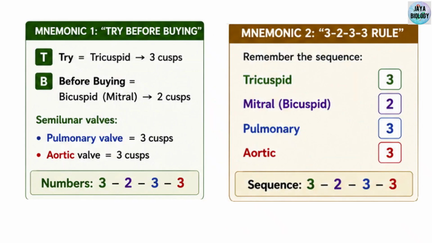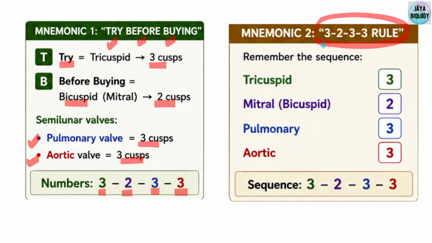Now see the mnemonics. See here. Learning tip: Try before buying. It means tricuspid has three cusps, bicuspid has two cusps, and the semilunar valves, whether pulmonary or aortic, all have three cusps. So 3 for tricuspid, 2 for bicuspid, pulmonary 3, semilunar also 3. Another way to learn it is the 3-2-3-3 rule you can make, and I hope it might be helpful for you.